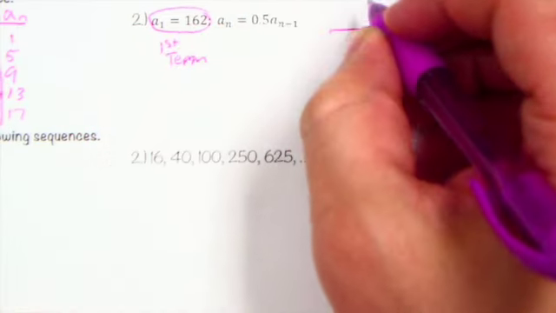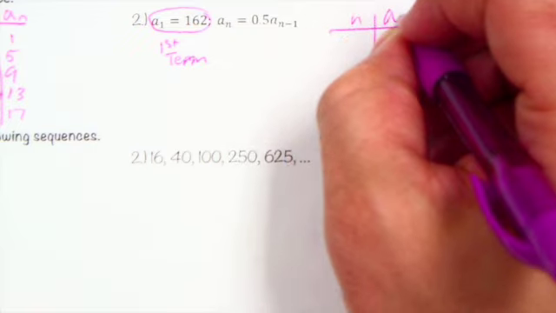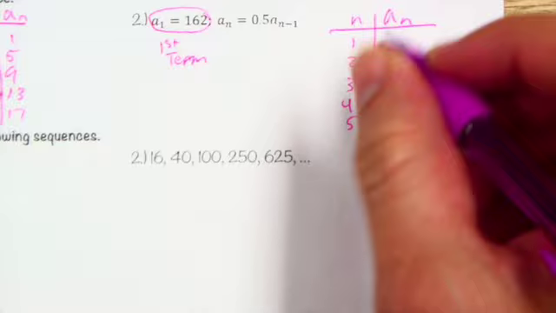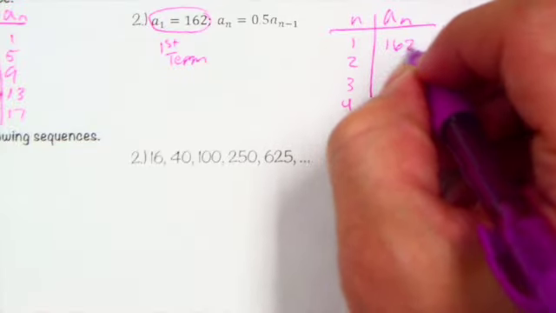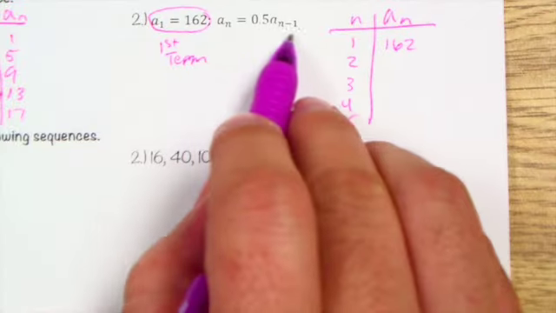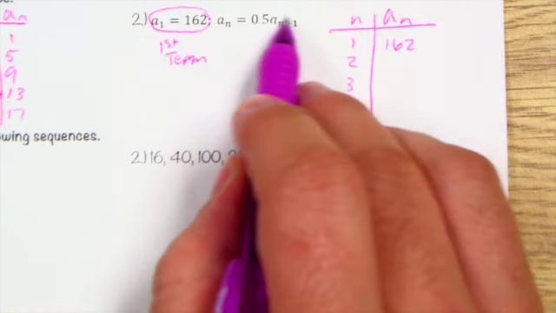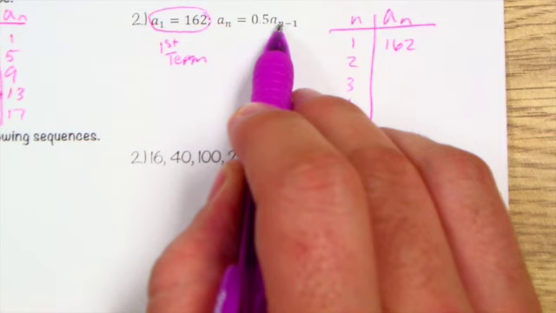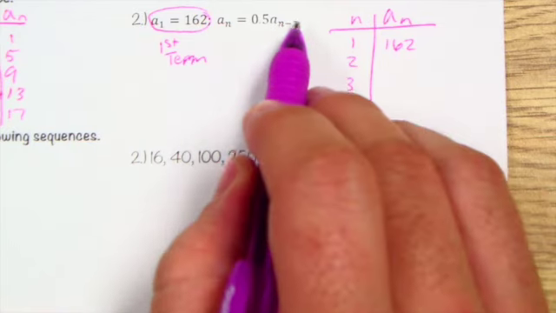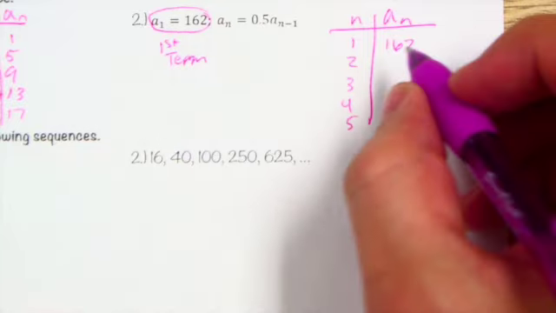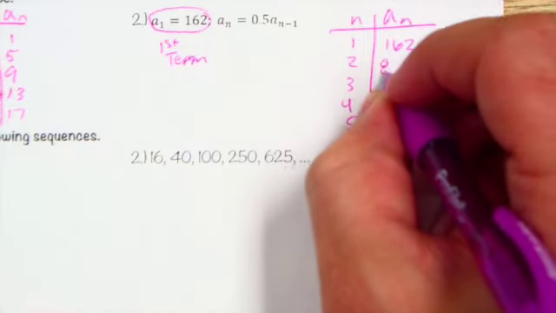And so we're going to do another list here, n and a sub n: 1, 2, 3, 4, 5. We're already given the first term, it's 162. So when you see a sub n here, or n minus 1, that uses the previous term. So what I need to substitute in here is the previous term, which is 162. 162 goes in there, and that's 0.5 times 162. Essentially, you're cutting it in half. That's 81.